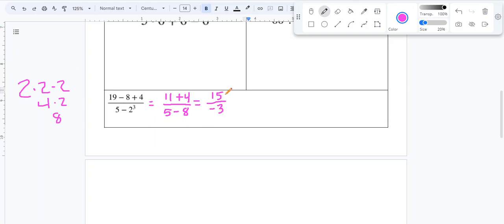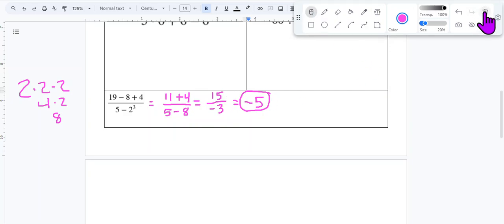So now once I simplify the top and I simplify the bottom, now I can divide these two. So I can do 15 divided by negative 3. Well, 15 divided by 3 is 5. And if I have a positive divided by a negative, that's going to give me a negative. So it's going to be a negative 5. And that's my final answer. So whenever you have a big fraction, you solve the top, get your answer. You solve the bottom, get your answer. And then to get the final answer, you divide the two because a fraction bar means divide.